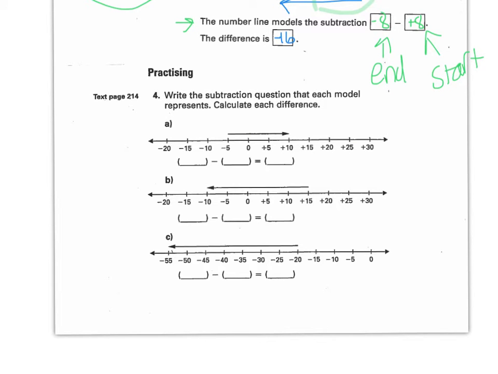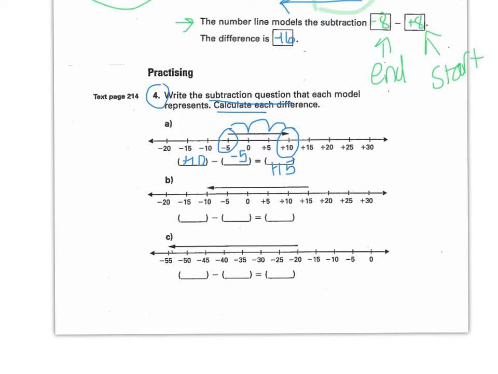Here are a few more practice questions for us to do. We are going to write the subtraction question that each model represents, then calculate. I'm going to identify my starting number, -5. My end number is +10. The difference is 5, 10, 15. And because the arrow moves to the right, it's positive. +10 subtract -5 equals +15.